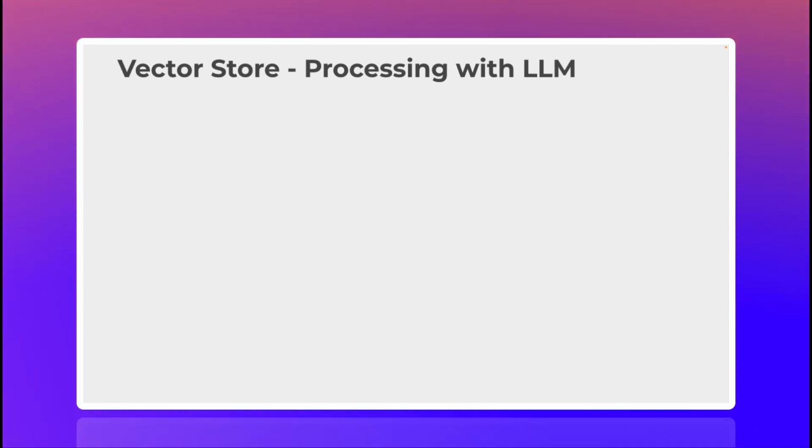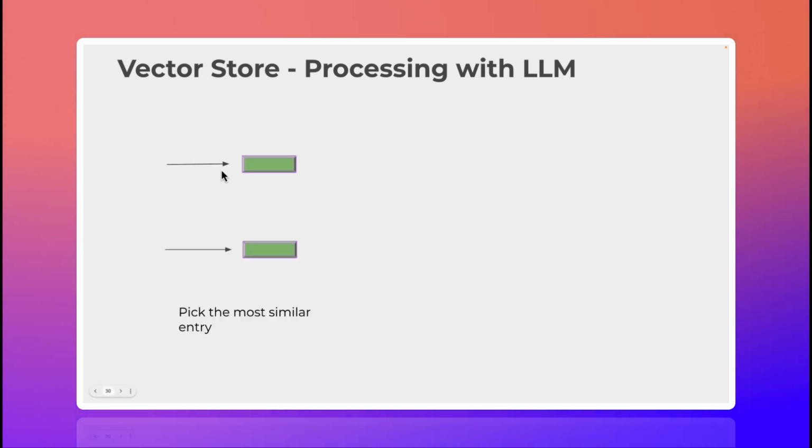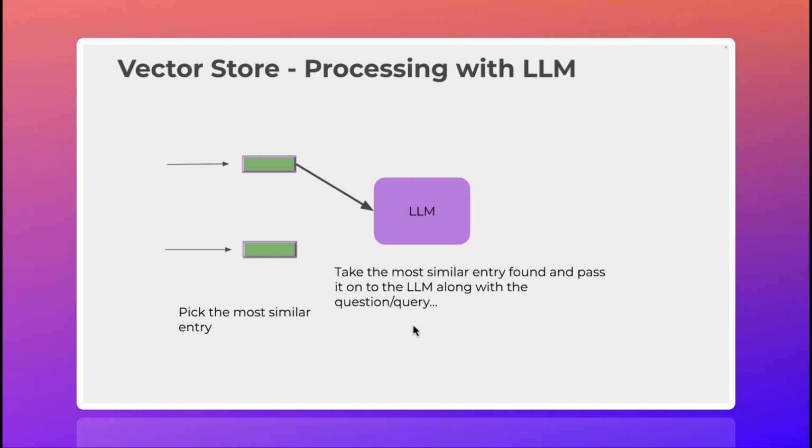The whole idea is to use large language models such as GPT and so forth with that result. What will happen then is that the most similar entries found from the previous process are sent to a large language model, passed along with the question or query. And then, of course, that's when we get the result or answer.